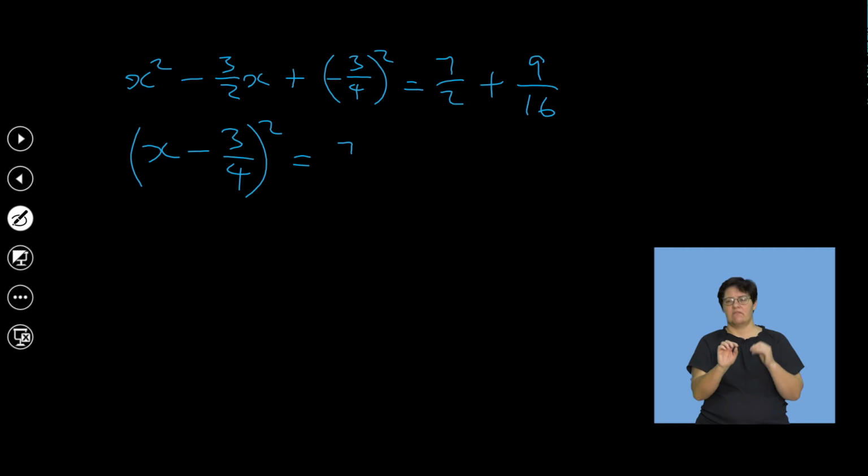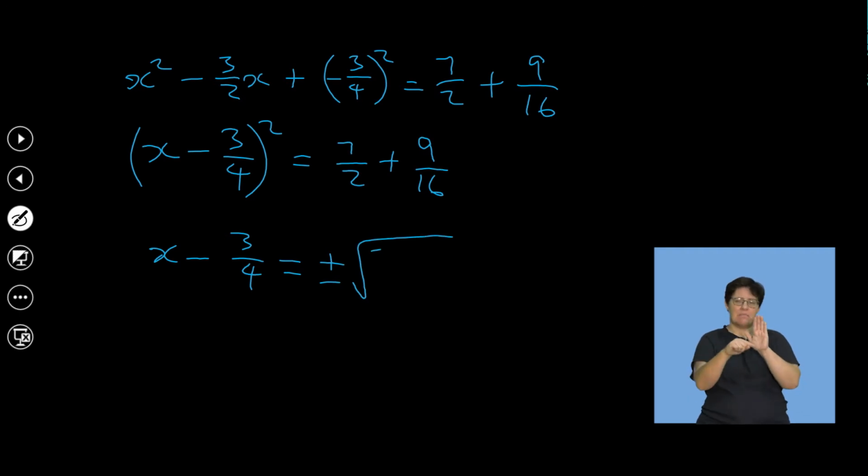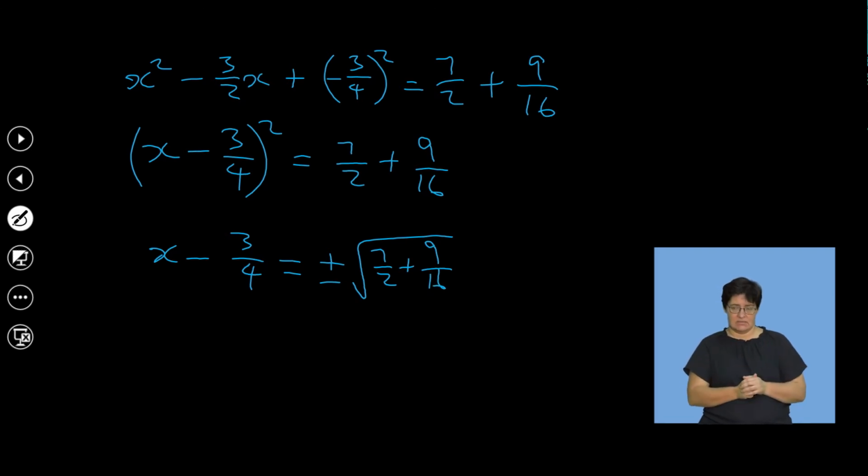So it will be 7 over 2 plus 9 over 16. Then you can take the square root on both sides, which will give you x minus 3 over 4 equals plus or minus the square root of 7 over 2 plus 9 over 16. Then you can simplify it from there.